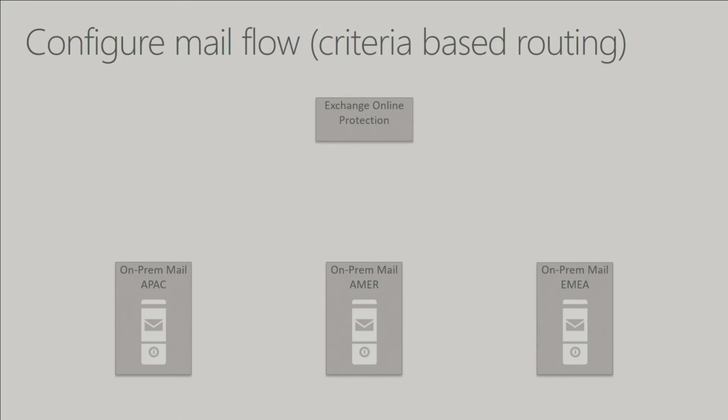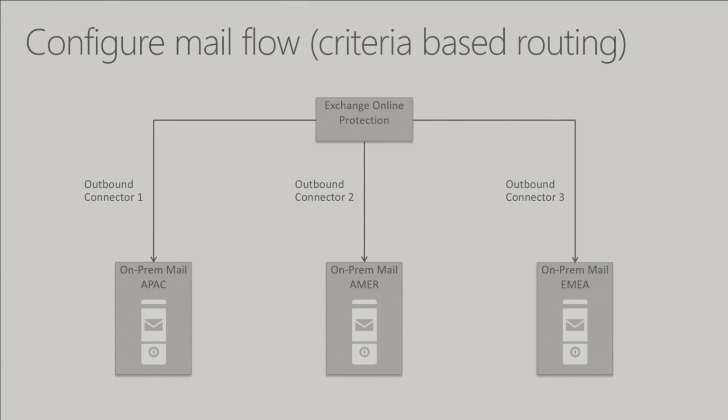There's another way that you can use connectors that we call criteria-based routing. If you have certain mail flow requirements that are not supported through a single connector scenario, for example, you need to route mail to Europe for one group of people, Asia for another group of people, and North America for a third group of people, you can set that routing up inside of EOP so that you don't have to worry about the mail having to bounce around within your on-premises system. The way we accomplish that is through transport rules.